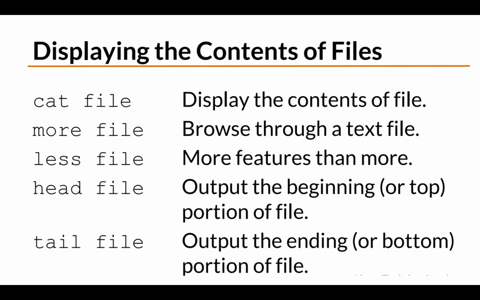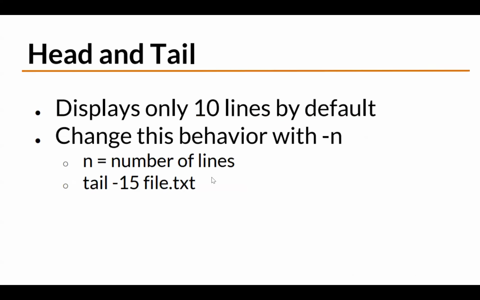By default, head and tail display 10 lines. So if you want to see the last 15 lines of a file, you can run the command tail space hyphen 15 followed by the file name.